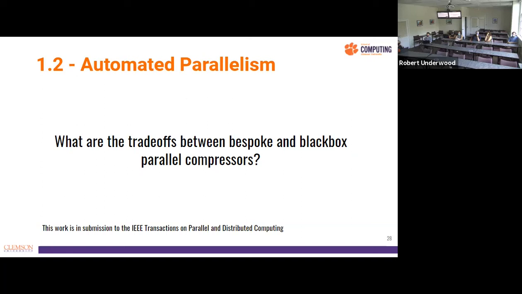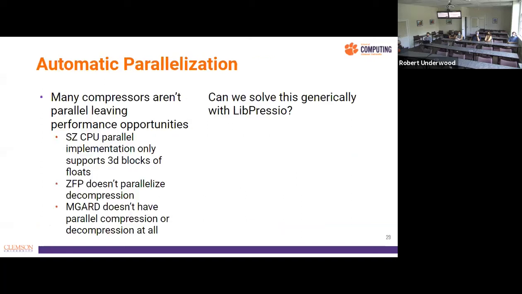This work is in submission to IEEE Transactions on Parallel and Distributed Computing.